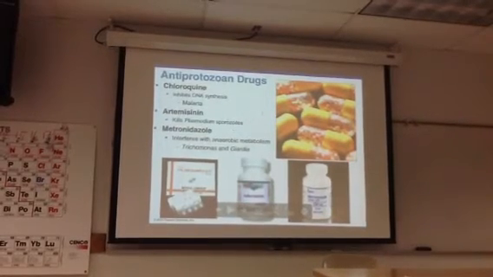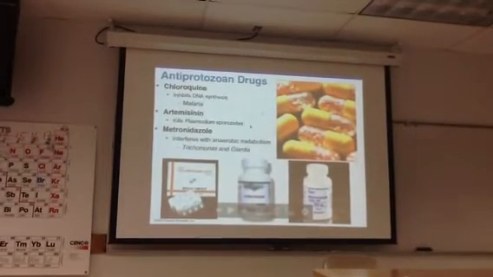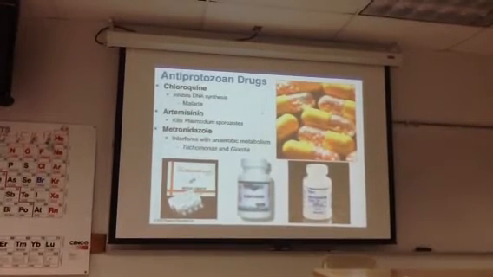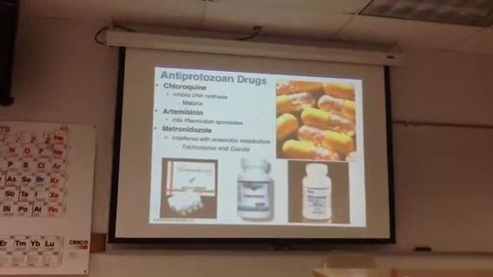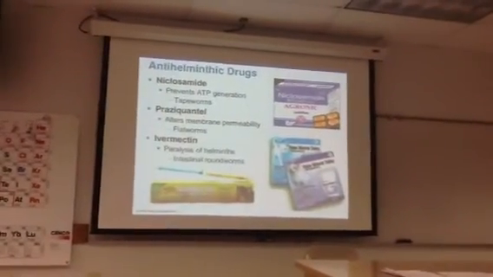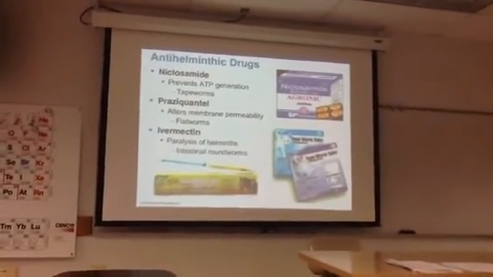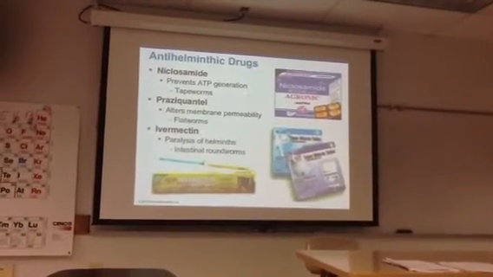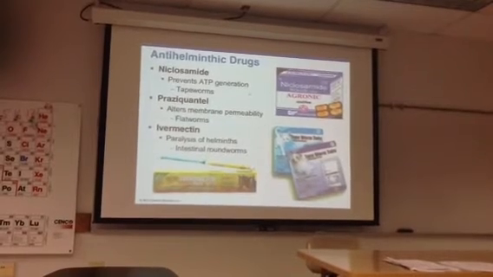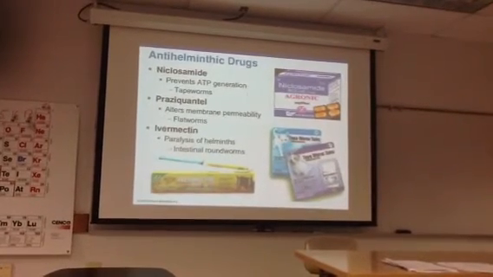You can kill the sporozoites of Plasmodium vivax, or you can interfere with the metabolism of these protozoans, so they can't break down anything that they take in. They then can't build anything that they need to grow. Stop ATP generation, alter the membrane permeability, or paralyze the worms. These are all ways to get rid of helminths.